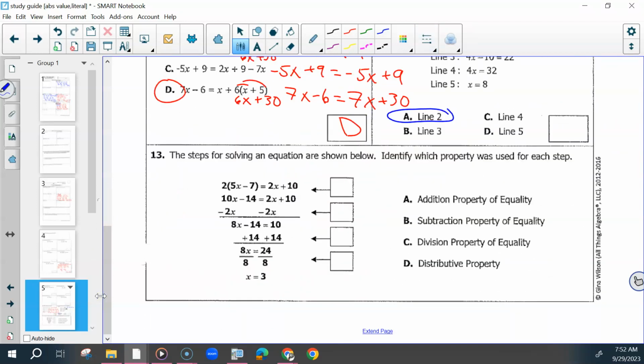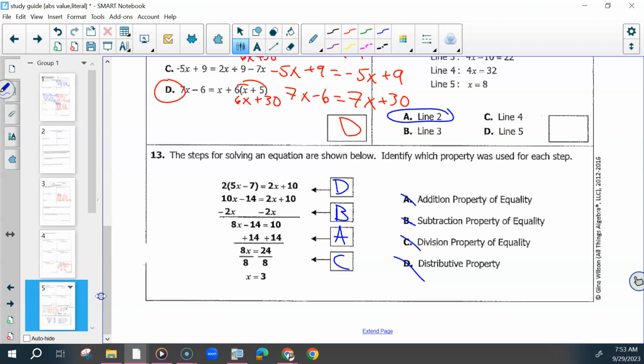Now, this is not something you'll be tested on, but you need to know how to apply the properties of equality. But if we're looking for which was used, from here to here, we distributed. And then here we subtracted on both sides. Here we added on both sides. And then here we divided on both sides. That I believe is the rest of the multi-step.